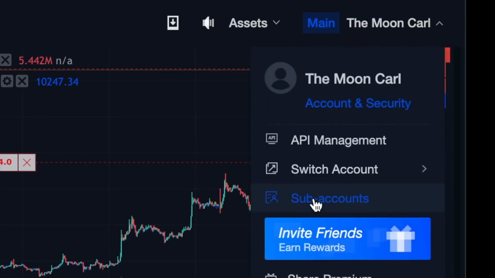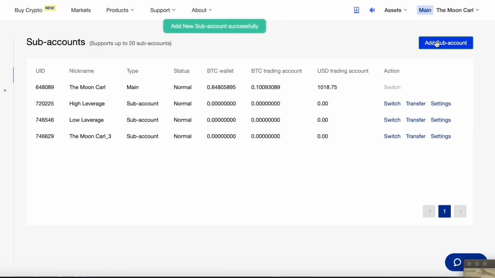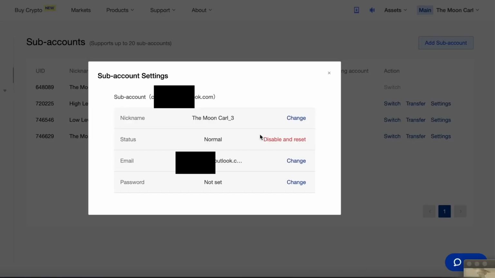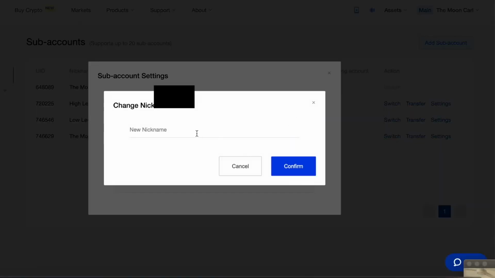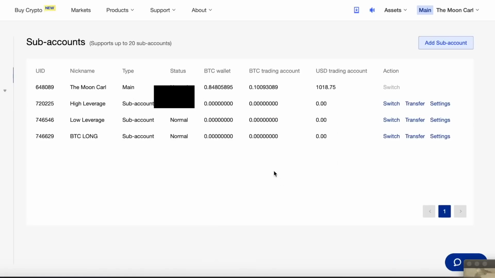So you click sub accounts here, and over on this page, you can open up to 20 sub accounts. Just click add sub accounts. There you go. Now I have another sub account, and I can also click settings here. I can change the nickname of this. Let's say I want to name this BTC long, then I can just confirm, and now I have another sub account called BTC long.